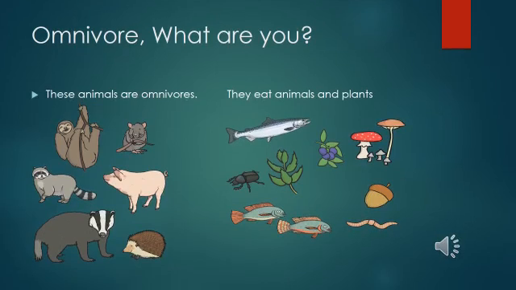Okay, so some animals, they eat plants and other animals. They are known as omnivores. I say omnivore. You say, can I hear you? Yeah, that's better. Brilliant. Okay, so these are some animals that actually eat both plants and animals. What type of animal are you?